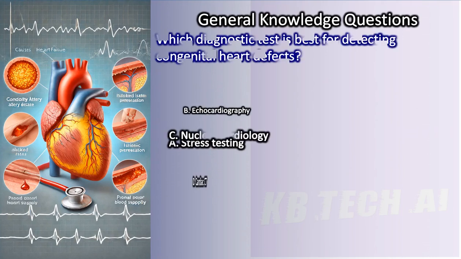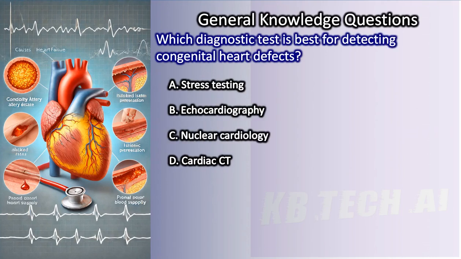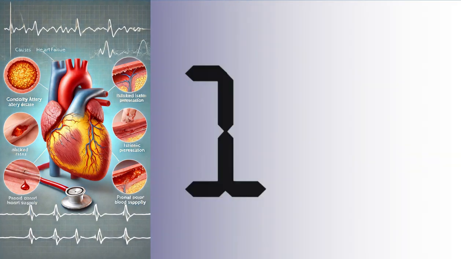Which diagnostic test is best for detecting congenital heart defects? Option 1. Stress testing. Option 2. Echocardiography. Option 3. Nuclear cardiology. Option 4. Cardiac CT.